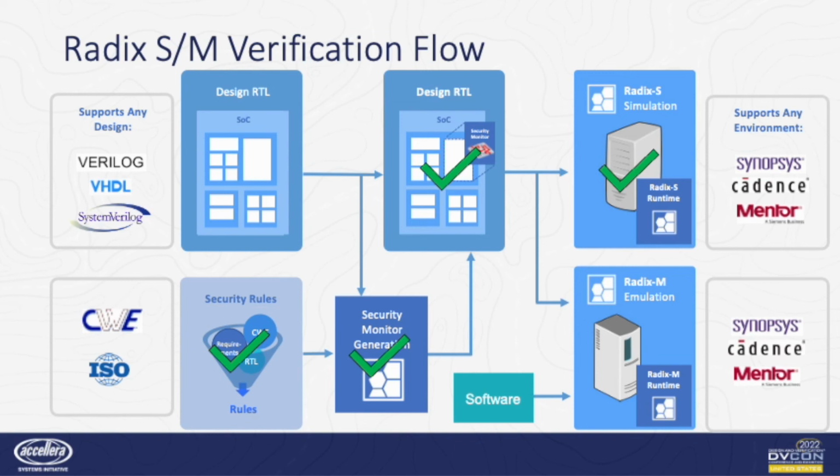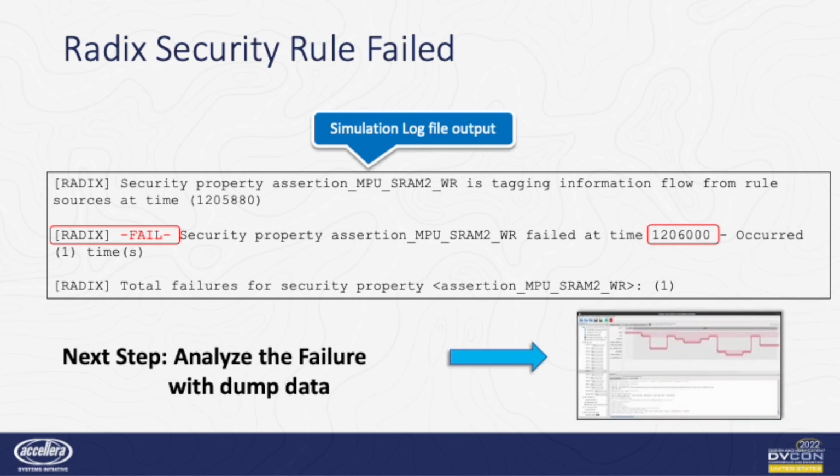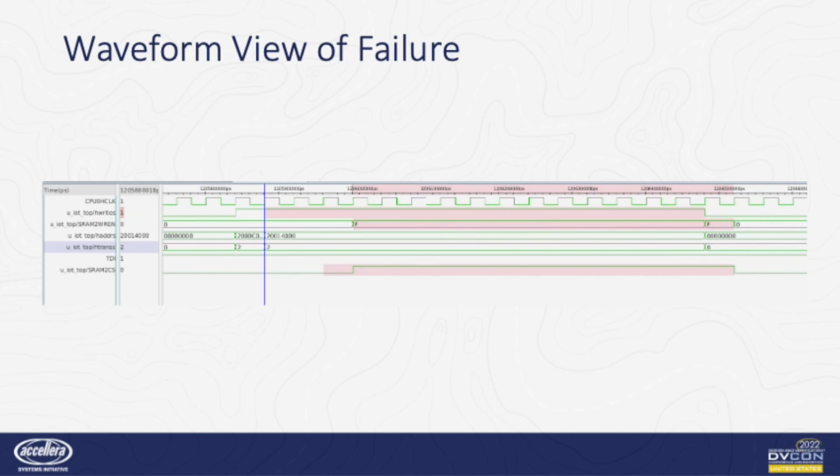So we're going to look at the log file next after the simulation is run to check if there are any errors, and we find that the Radix rule has now failed at the time shown here, and we're going to examine the dump data using the analysis views that I showed in the first example. Let us look at the waveform view of the dump data and analyze the failure.